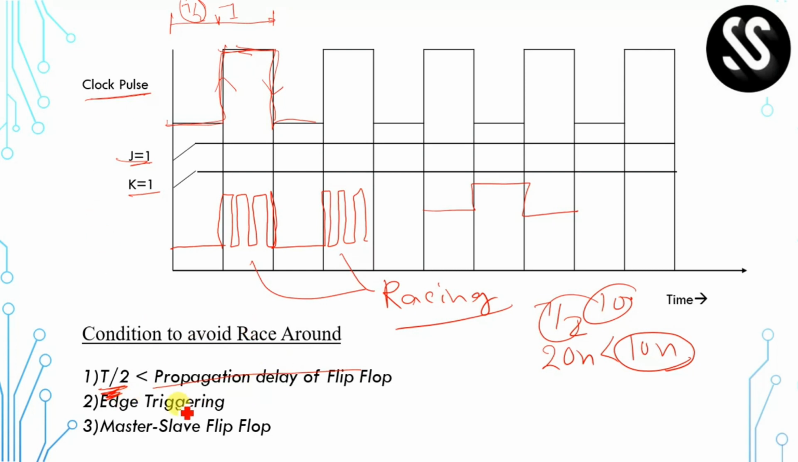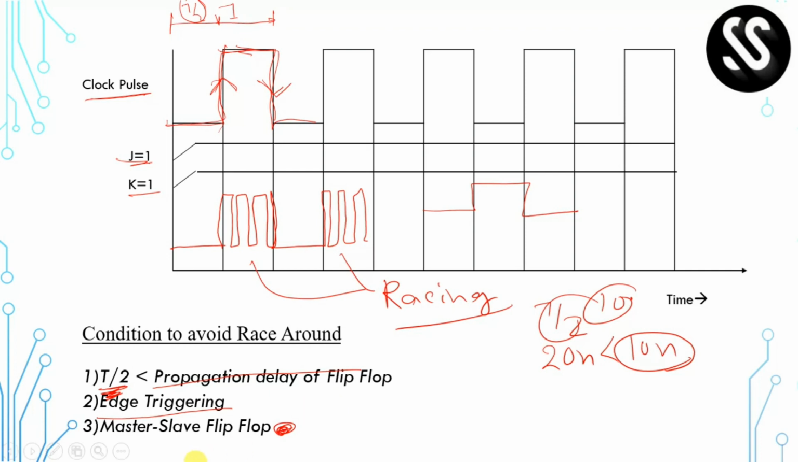The second technique is, instead of using level triggering, use edge triggering. So we can go for the positive edge or the negative edge, and the transition does not depend upon the level. In the case of an edge, we don't have much time; it suddenly goes up or suddenly goes down, so this race may be stopped. And this race can be completely removed using a master slave flip-flop. This is also called negative edge triggering.